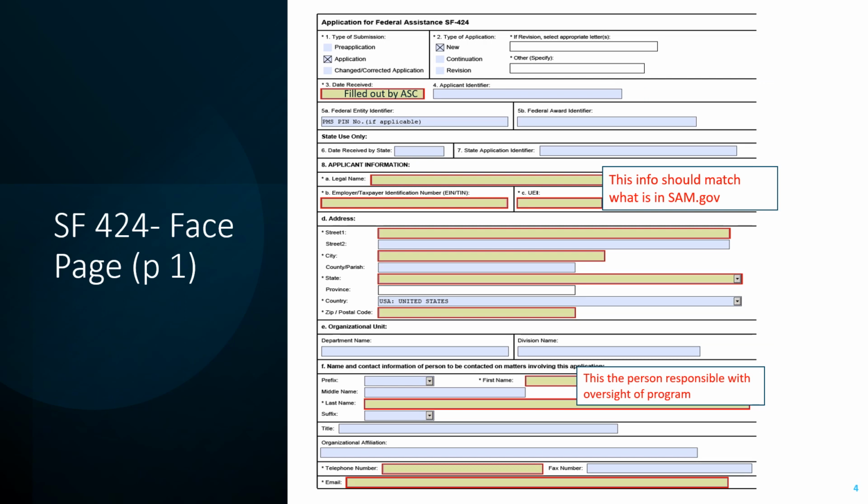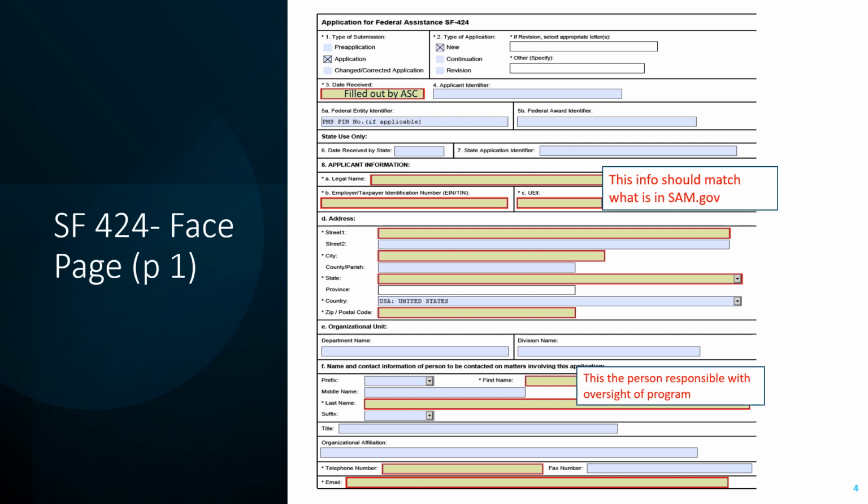Now that you have saved the standard forms on your desktop, you can start filling out the form for your grant application. As you can see, your face page is actually 3 pages. The first page, when you start with number 1, is already pre-populated with number 1 and number 2, which is that you are submitting an application, and this is a new application. Number 3 will be filled out by the ASC, so you can leave that blank. Number 4 will be left blank.